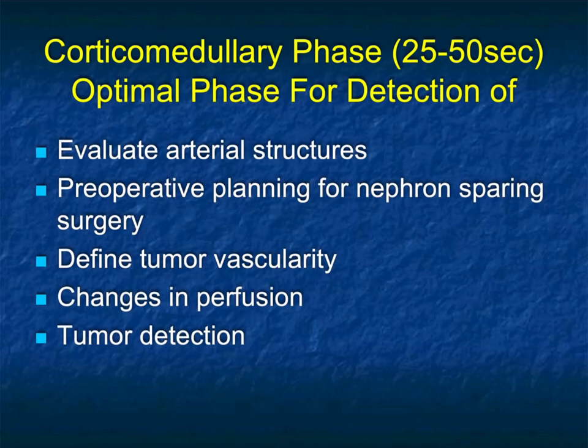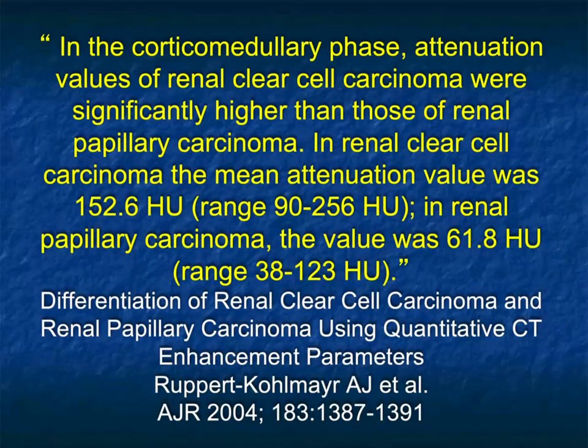So the things we look at, from a detection perspective and from a classification perspective, how the lesion behaves becomes critical. Now, the cortical medullary phase to me is optimal for looking at arterial structures, whether that's for preoperative planning, whether that's for renal donors, whether it's looking at lesion vascularity or neovascularity, whether it's looking for changes in perfusion in the kidney, whether it's looking at the earliest signs of AV shunting, or some tumors which will only be seen in that early phase acquisition.